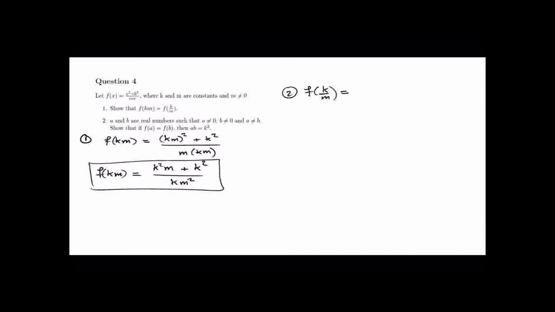Now first of all, again, f of x is x squared plus k squared over mx. So it's going to be k over m squared plus k squared divided by m multiplied by x, and remember we're putting in k over m instead of x. Now what that gives me is k squared over m squared. Remember, if you square a fraction, you square the top and you square the bottom, plus k squared divided by, on the bottom the two m's cancel and I'm just left with k.